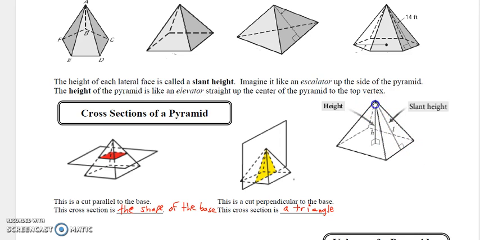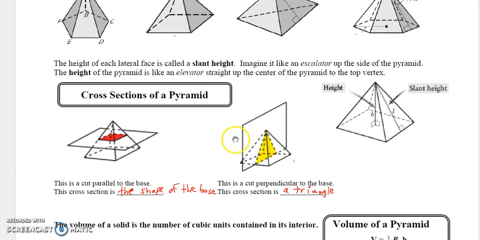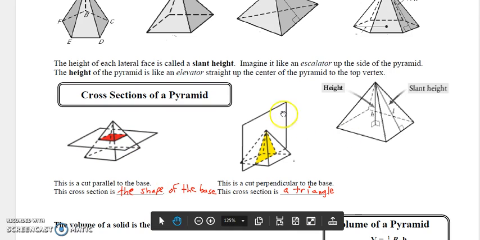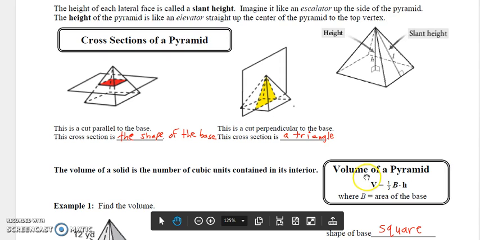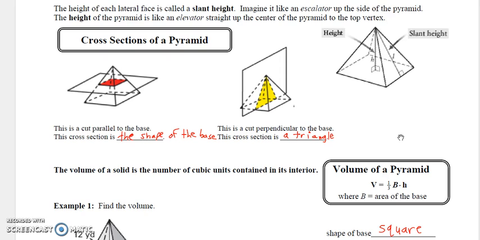The height is if I go to the point here and go straight down to the center of the base, that's the height. So we'll talk about that in a second. Here's a couple of cross sections, similar to when we did the cone. If you cut parallel to the base, you get a cross section of the shape of the base. In this case, square. If you cut perpendicular, so slice down vertically through the tip of that pyramid, you get a triangle.